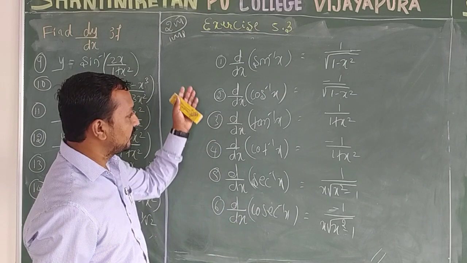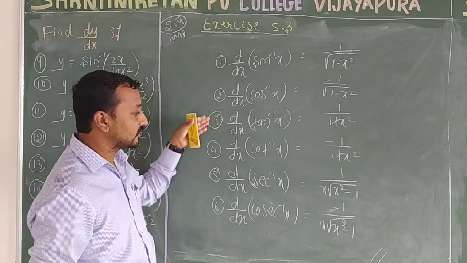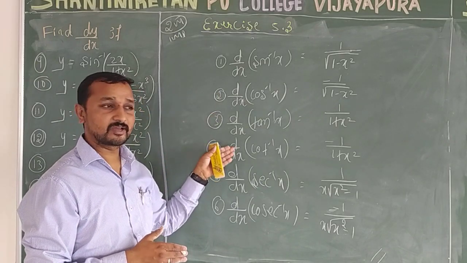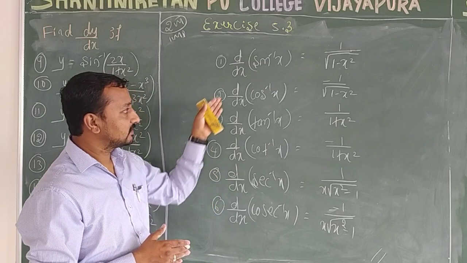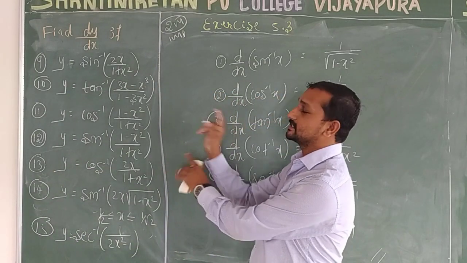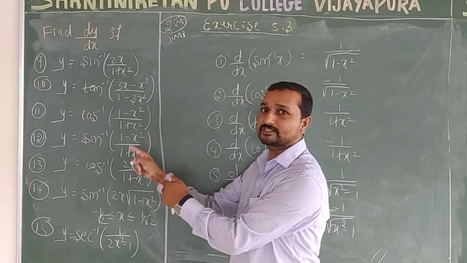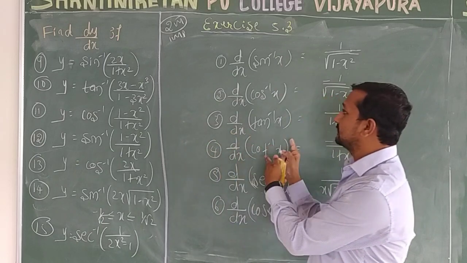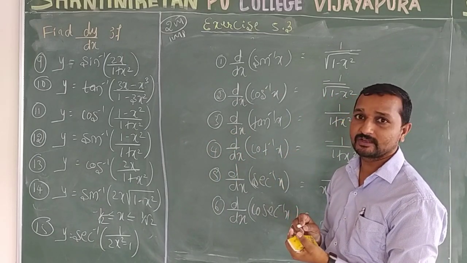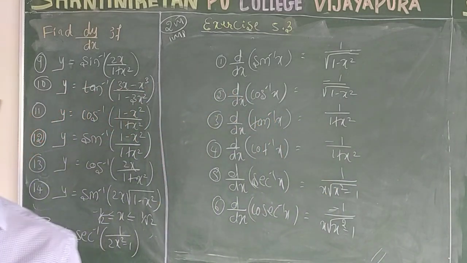Okay, first make a note of these formulas. Already I solved 3 examples, and you people also try some 3 inverse trigonometric problems. Okay, these are the important formulas. These formulas are used in these examples. When we find the derivative of an inverse trigonometric function, we will use all these 6 inverse trigonometric formulas. Okay, first write down these formulas.